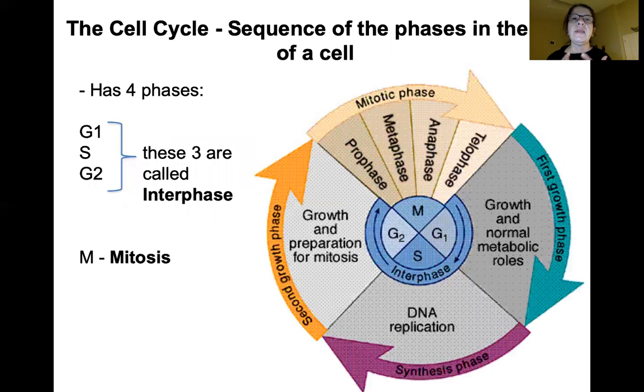Okay. And in summary, remember, the cell cycle really is a sequence of the phases of the life of a cell. And a cell has 4 phases. 3 of them are collectively called interphase. Those are G1, S, and G2. And mitosis. Mitosis is the actual division. That is when nuclear division happens and cytoplasmic division happens.